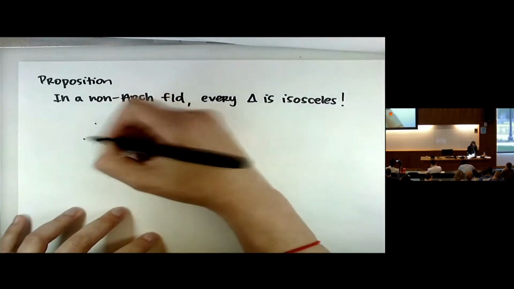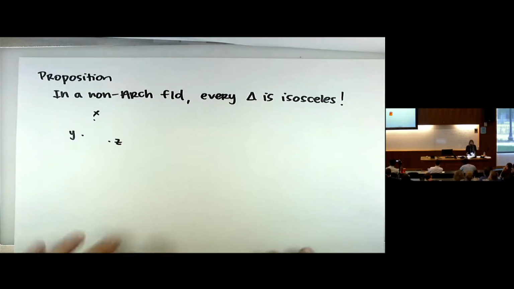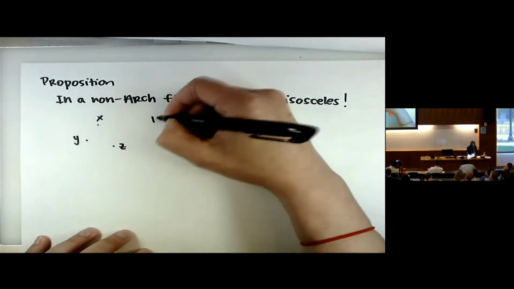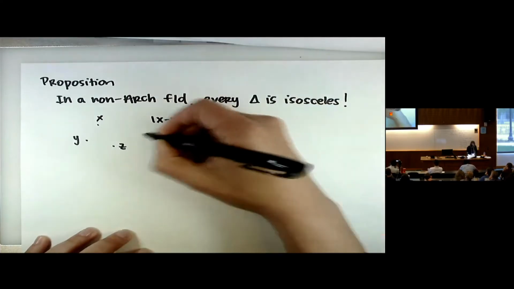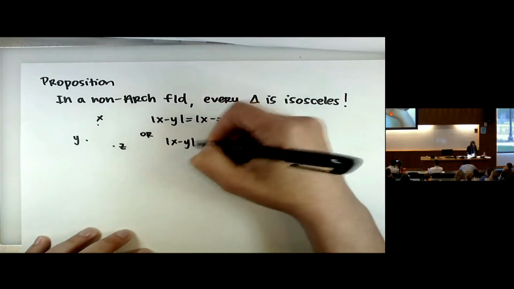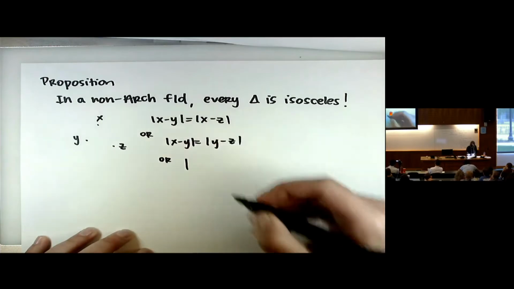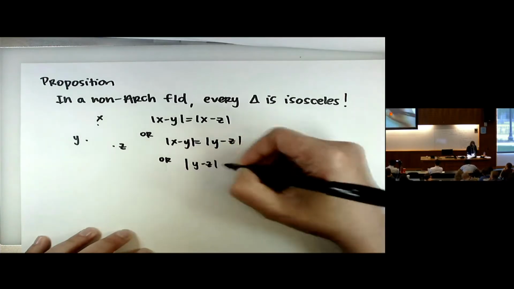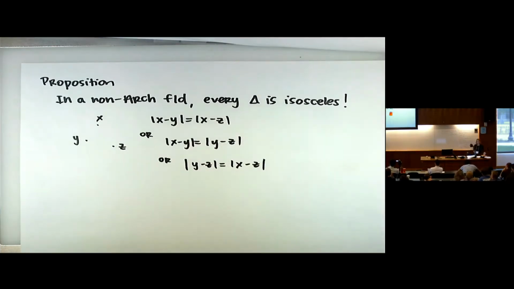Okay, so what do I mean? I mean that if I have 3 points, either the distance between x and y is equal to the distance between x and z, or the distance between x and y is equal to the distance between y and z, or the distance between y and z is equal to the distance between x and z. One of these has to be true. Has to happen. So already you should start thinking that this is going to get strange, right?